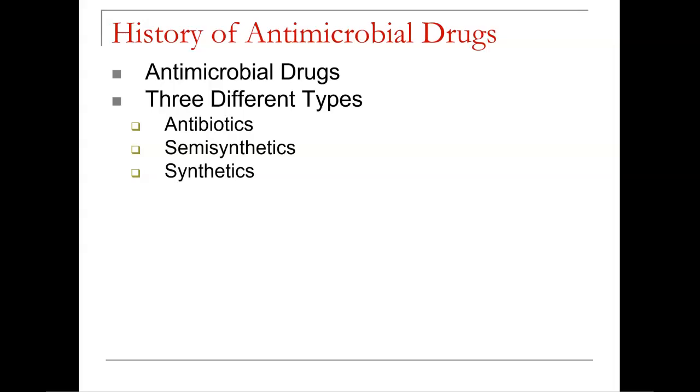So antimicrobials are going to include 3 different types of compounds. You have what's known as antibiotics. These are going to be agents that originally were produced by some other living organism. Most are originally produced by either bacteria or fungi. You have semisynthetics. These are going to be chemically modified antibiotics. And then you have the synthetics. The synthetics are going to be wholly synthetic antimicrobial drugs. With all 3 of these, they're going to be used to treat disease.